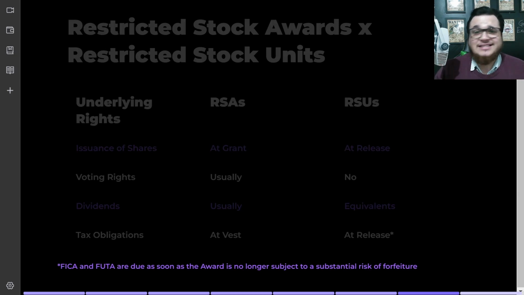Now, one case that the CEP exam likes a lot is the retirement eligibility. If your award has a provision that when you retire, all options are vested, then as soon as you become eligible for retirement, your awards are no longer subject to a substantial risk of forfeiture, because at any time you could choose to retire. You are no longer subject to the risk of being terminated at any time or terminating, because you can just choose to retire. So the risk of forfeiture is no longer substantial. It's very, very low. So at that moment, there are FICA and FUTA obligations to be covered.